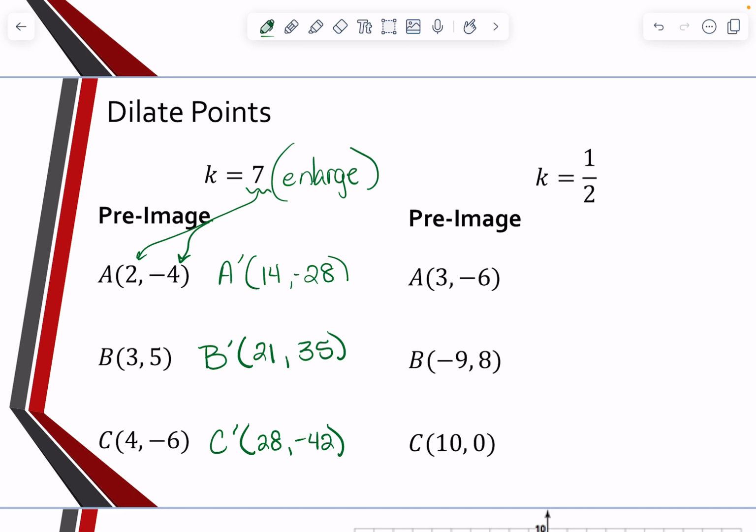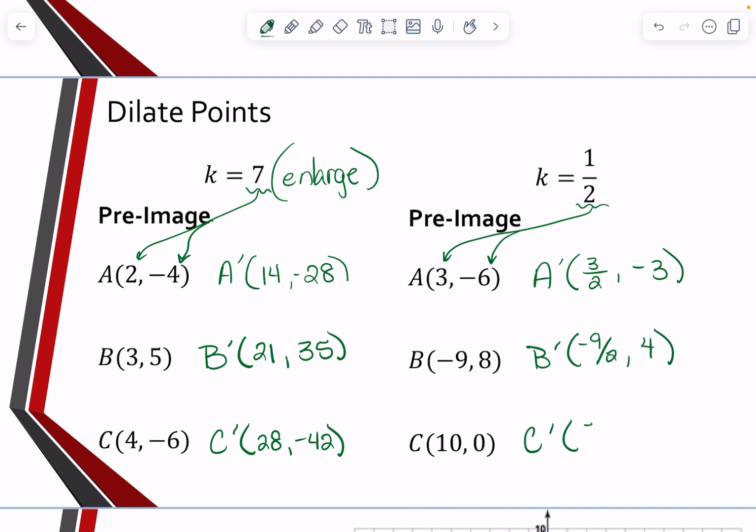And if you notice, those values are quite a bit bigger, which is going to make the overall shape also larger. So here we have a scale factor of 1/2. So this should reduce it or make it smaller, shrink it. So I'm going to take each of these and multiply them by the 1/2. So A prime would be at 3/2, -3. B prime would be at -9/2, 4. And C prime would be at 5, 0. So that's how we actually find our image values for our points.